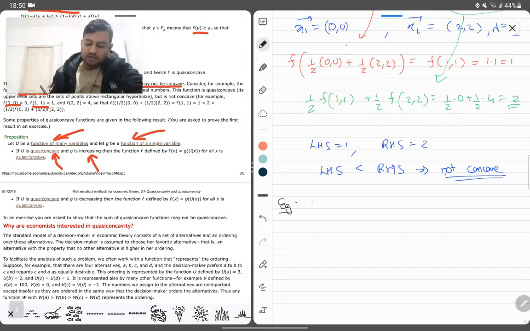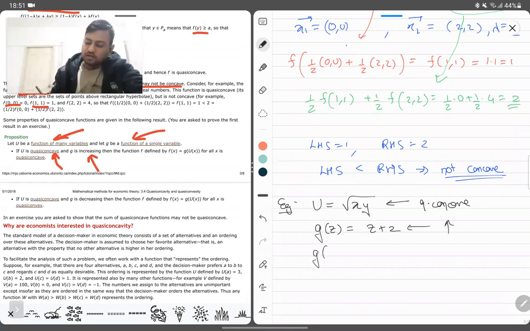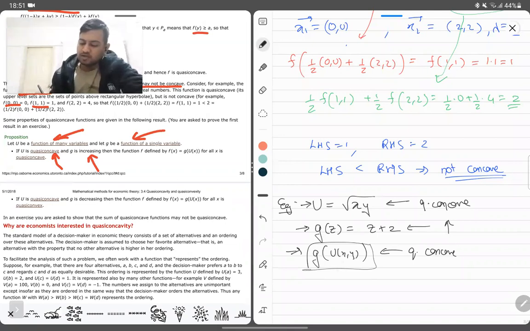Okay, so u is a function of many variables. So let u equal under root xy. And g is a single variable function which is increasing. So g of z equals z plus 2. So what it says is that if this function is quasi-concave and this function is increasing, then g of u of x comma y is also quasi-concave. So what will be g of u of x comma y in this case? अगर ये मेरा u function है, ये मेरा g function है, what will be the composite function? Root xy plus 2. Very good, root xy plus 2.